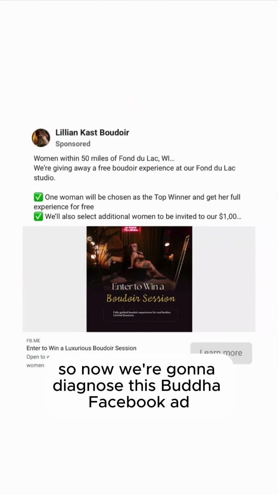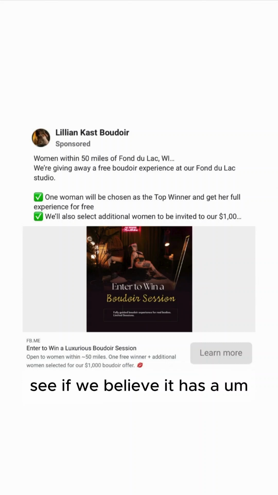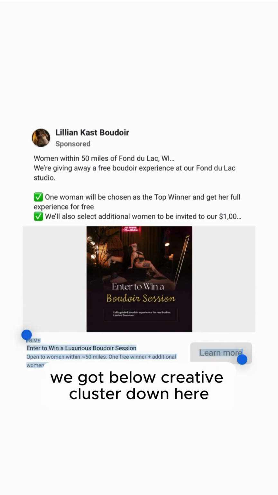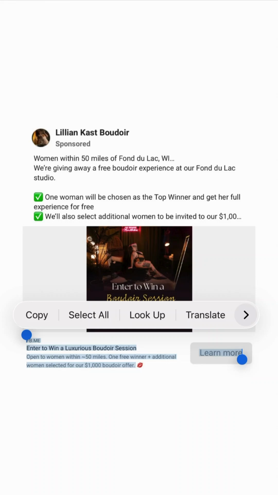So now we're going to diagnose this boudoir Facebook ad, see if we believe it has BLCS or not. So the first thing we're looking at, we got the below creative cluster down here. The below creative cluster mistake.